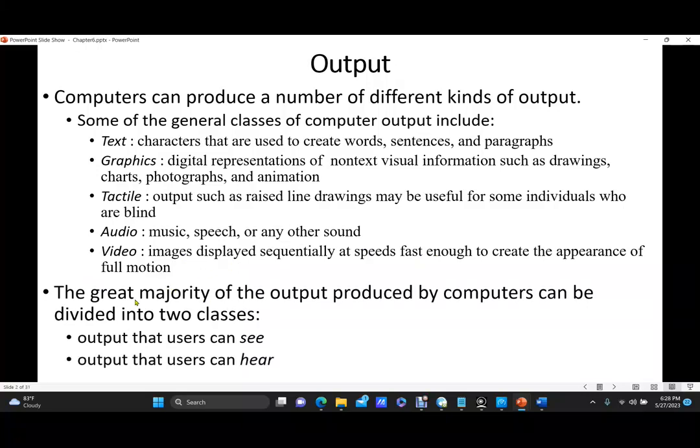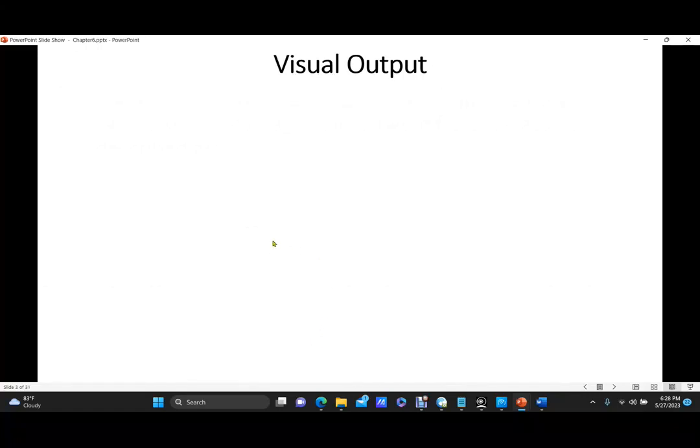The great majority of output produced by computers can be divided into two classes: output that users can see, and output that users can hear. That's the great majority, not all, not entire.